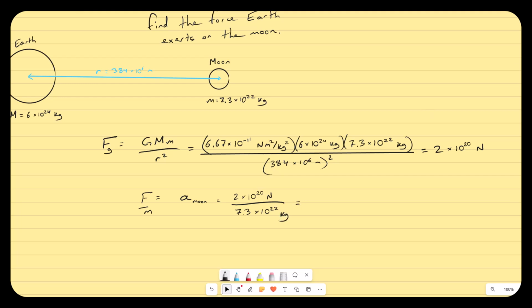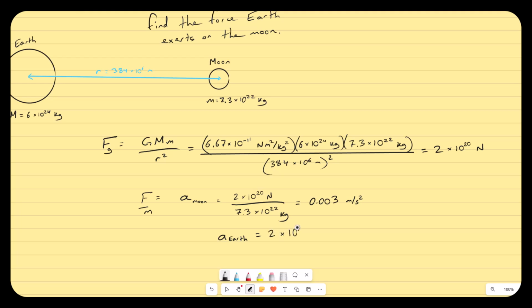And that works out to be just shy of 0.003 meters per second squared. That's the acceleration on the moon. Not the acceleration on the surface of the moon, but the acceleration that the moon experiences due to the Earth. The acceleration that the Earth experiences due to the moon is going to be even smaller.